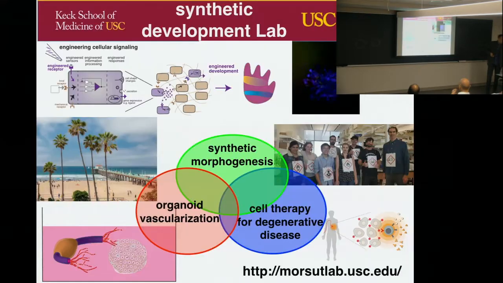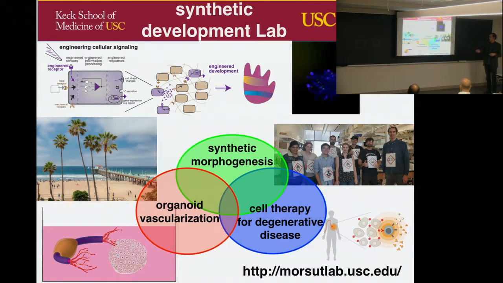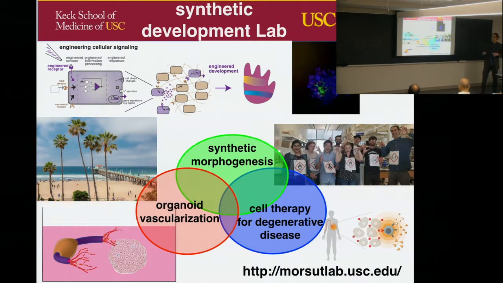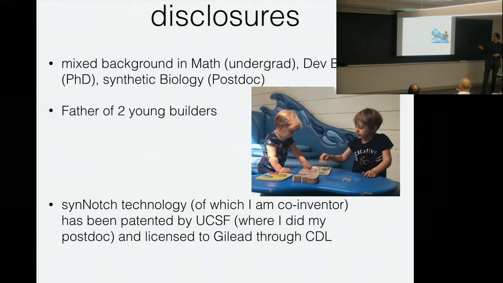I do want to say that this is all happening in my lab at USC, in the cell department in sunny Los Angeles. We do synthetic morphogenesis, and we are also interested in looking at organoids and cell therapy for degenerative disease. I do have a couple of disclosures. I come to this with a mixed background of mathematics, developmental biology, and synthetic biology, father of two young builders, and I'm an inventor of synthetic Notch technology that's been patented and licensed to Google. I put up this disclosure so that you know the situation.